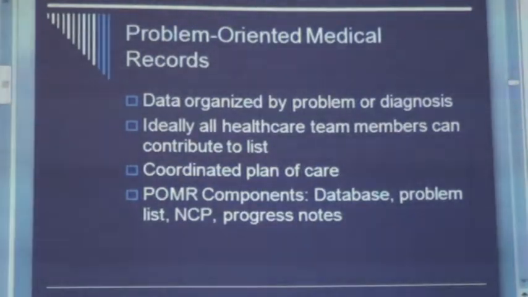Problem-oriented medical record: data organized by problems or diagnosis. Ideally, all healthcare team members can contribute to the list, and a coordinated plan of care is given here. And its main components are database, problem list, nursing care plan, and progress notes.